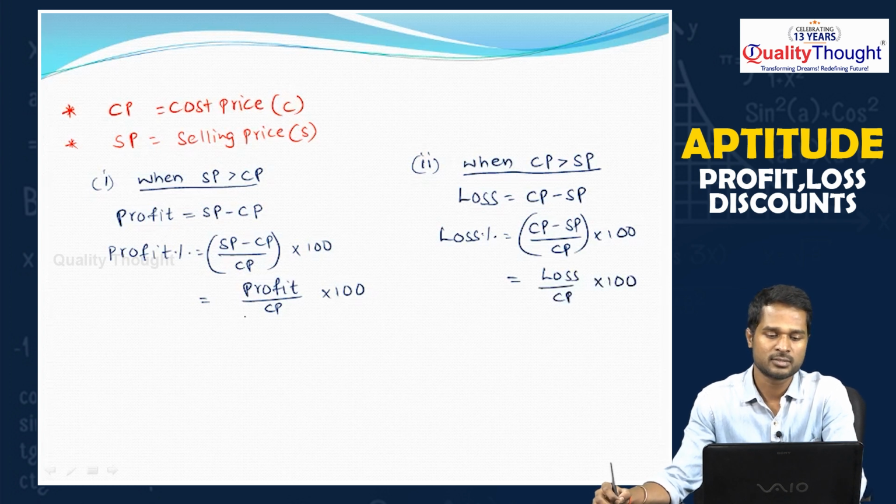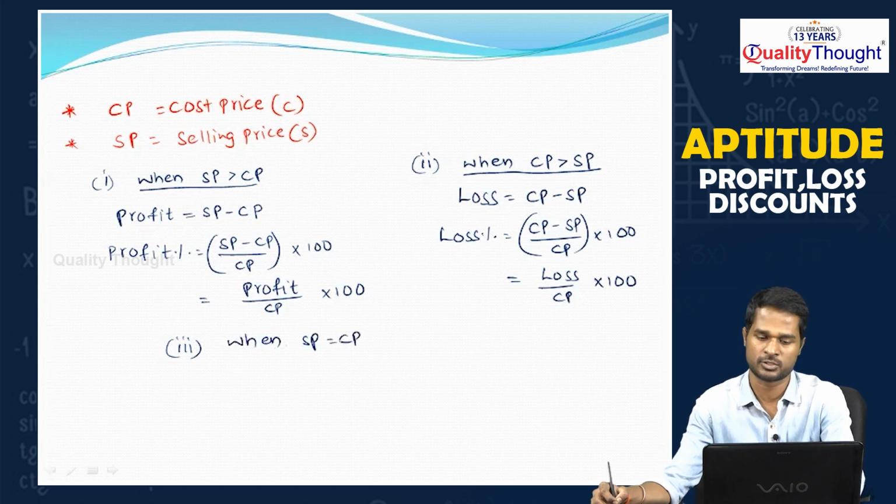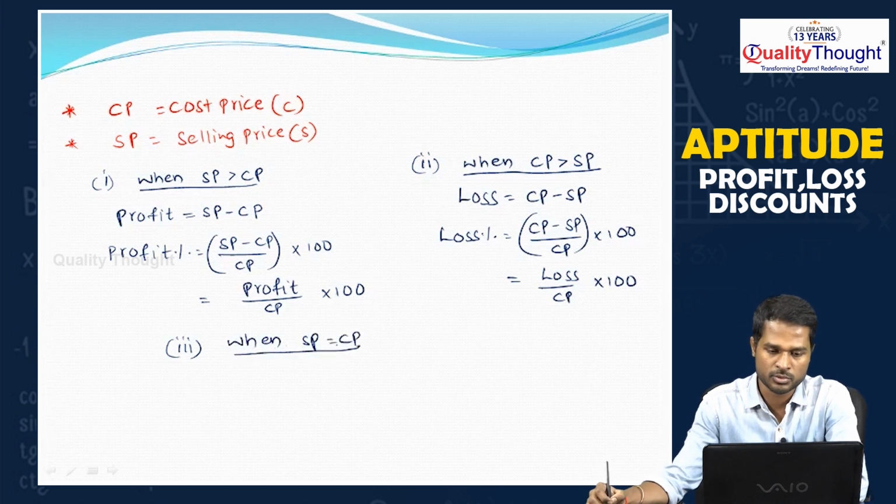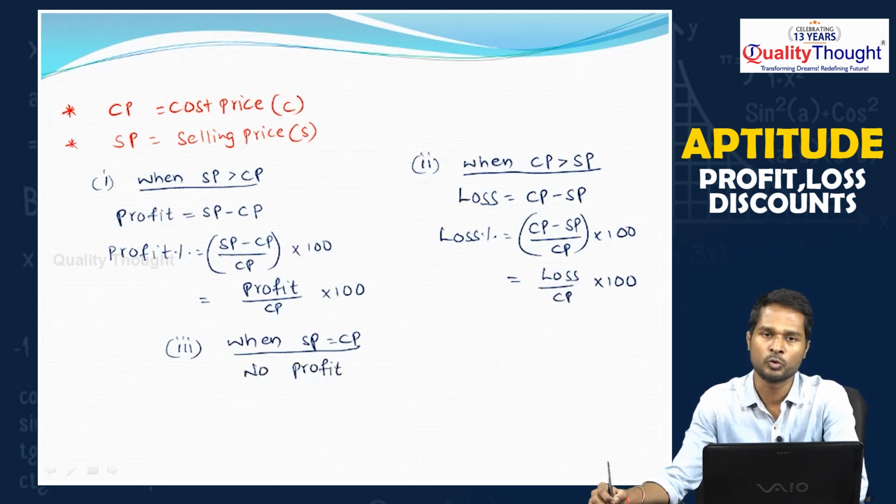We have seen selling price greater than cost price, and cost price greater than selling price. Now, we will see the third case, where both selling price and cost price are the same, that is, when the selling price is equal to cost price. Assume I purchased something for 100 and I sold it for 100, then I will get no profit and no loss. So, these are the cases we have.